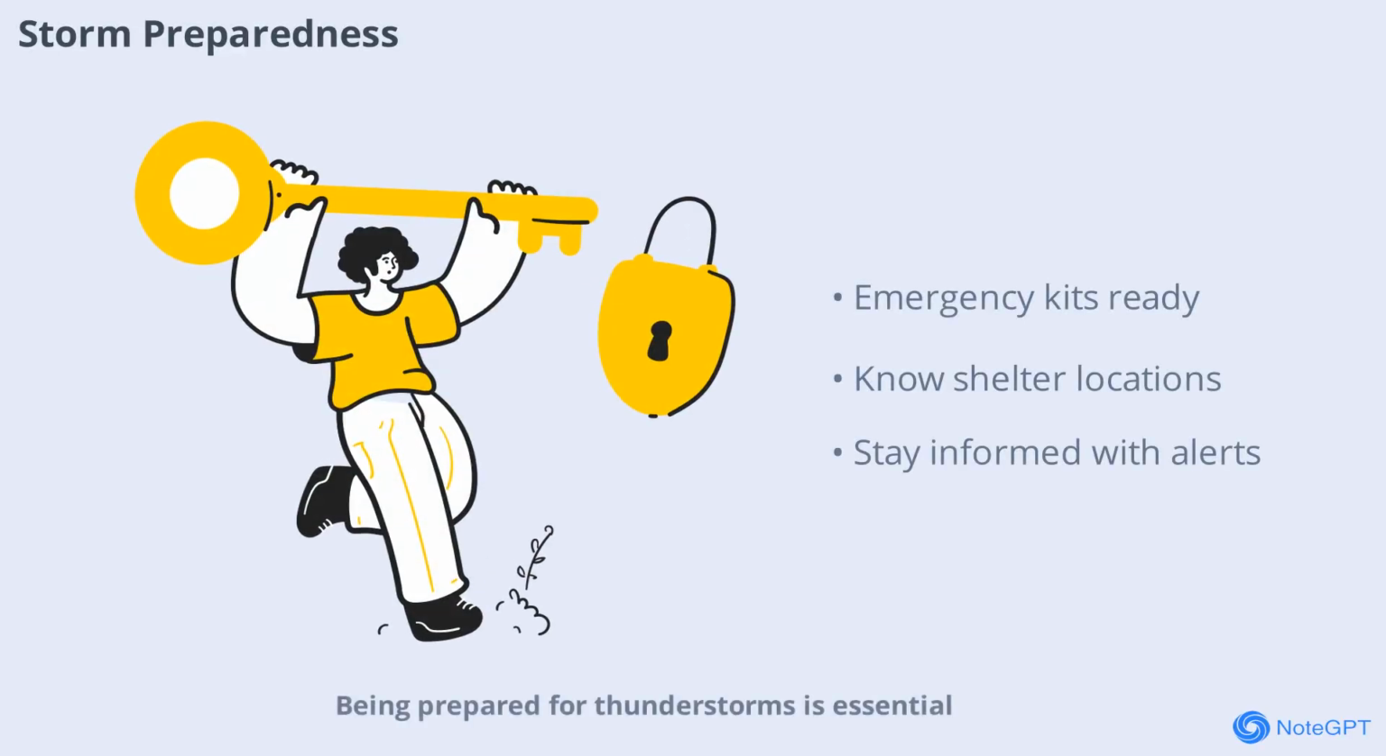Being prepared for thunderstorms is essential, especially in areas where severe weather is common. This means having an emergency kit, knowing where to take shelter, and staying informed through weather alerts. Practicing safety drills and having a family plan can make a big difference when storms strike. Preparation helps reduce anxiety and ensures everyone knows what to do in an emergency.